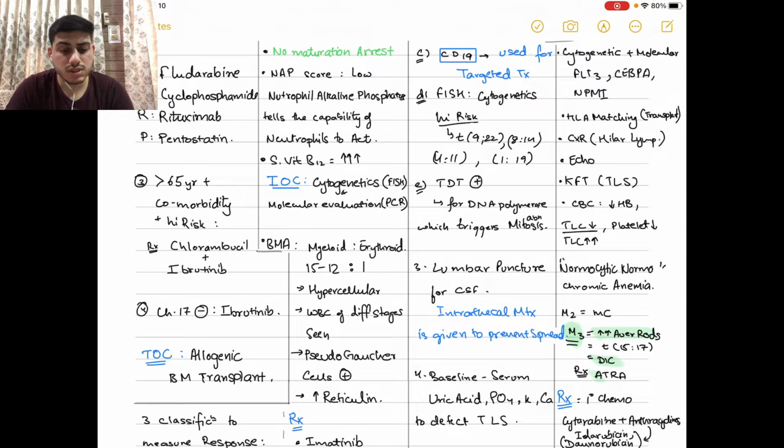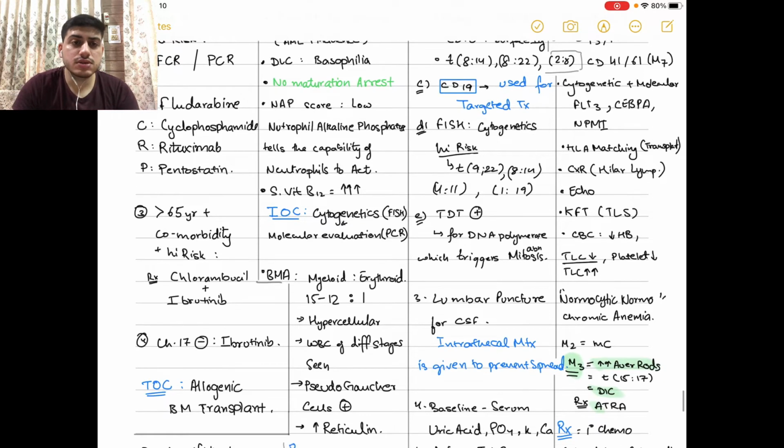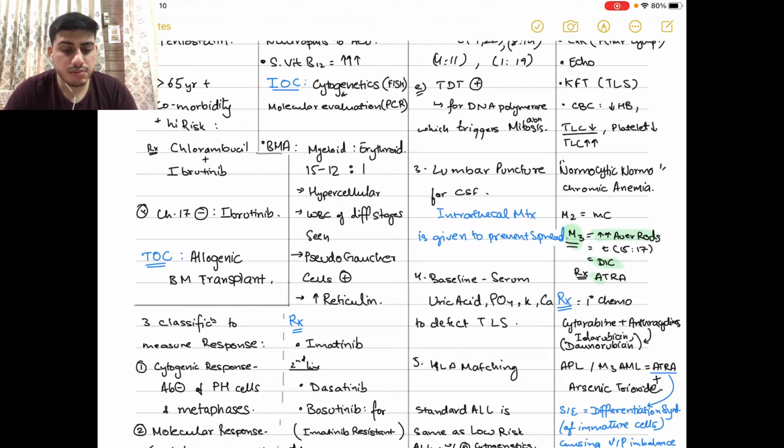And number three, now for the treatment of patients with more than 65 years of age, along with those patients having comorbidities, so therefore obviously high risk patients. We have talked about the low risk and high risk patients. Now if a patient comes with the age of more than 65 along with comorbidity, obviously he's a high risk patient. So the treatment here will be based on chlorambucil and ibrutinib. Now the ibrutinib is, you can say, a hardcore medicine. That's why it's also used in a patient with chromosome 17 deletion.